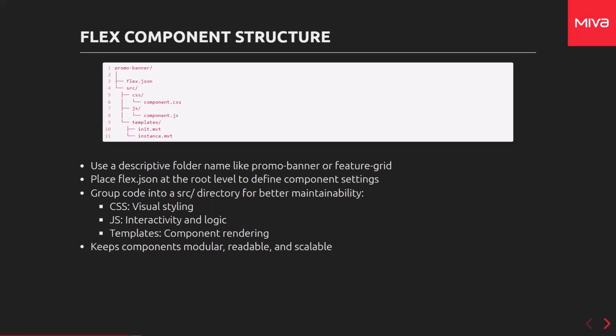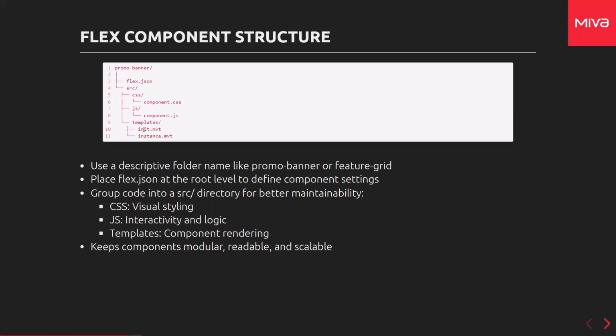From there, a clean and scalable way to organize your component, which is how we do it within our MMX components, is that you have the flex.json file in the root level, and then you group your assets inside a SRC or source directory, right? So inside the source folder, you can separate the additional files. So you'll have a CSS directory, JS, template. Within those, you can have your component CSS and your component JavaScript.